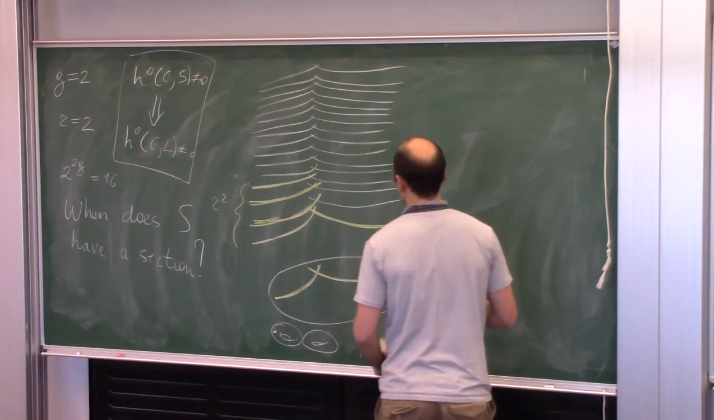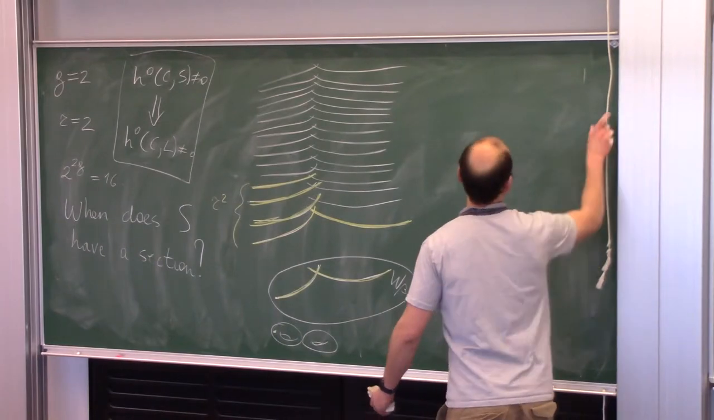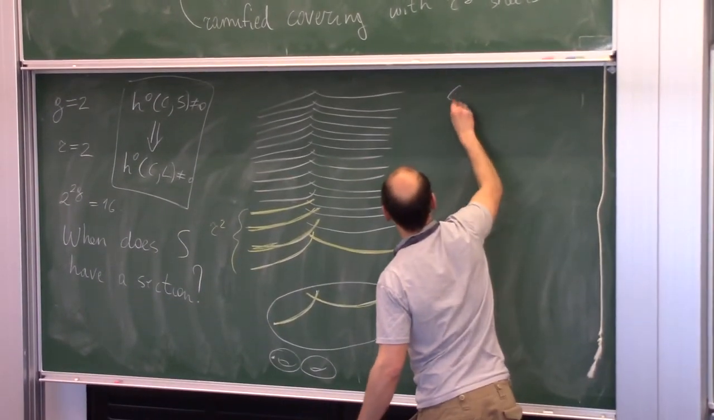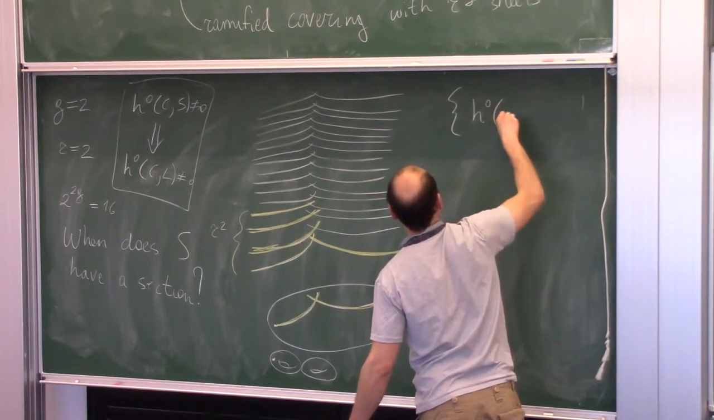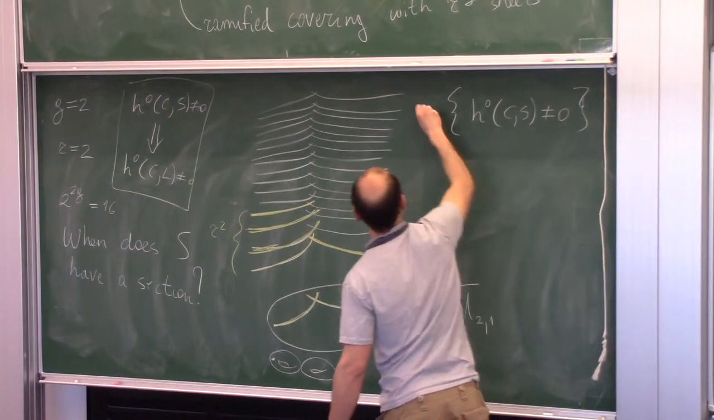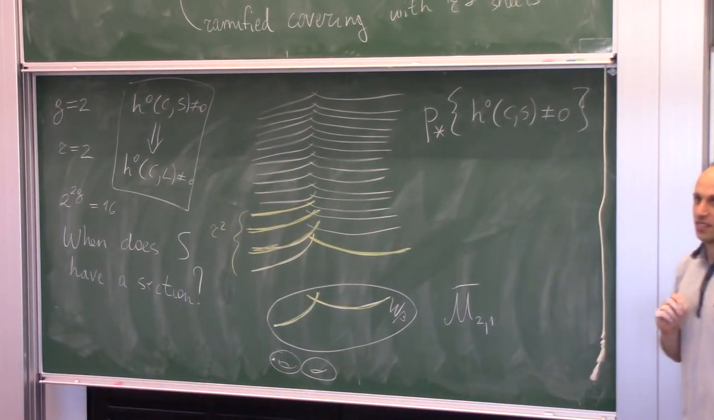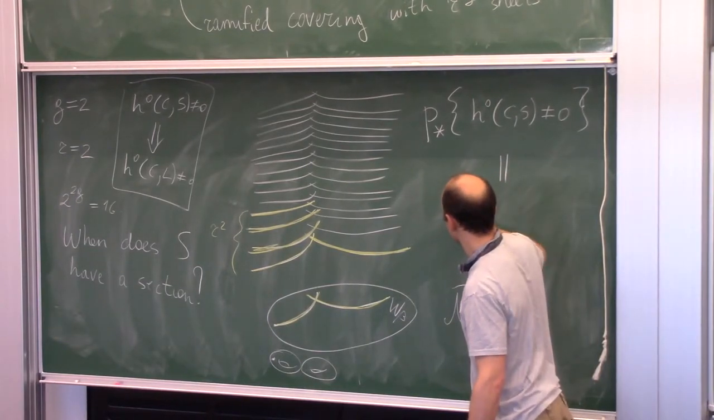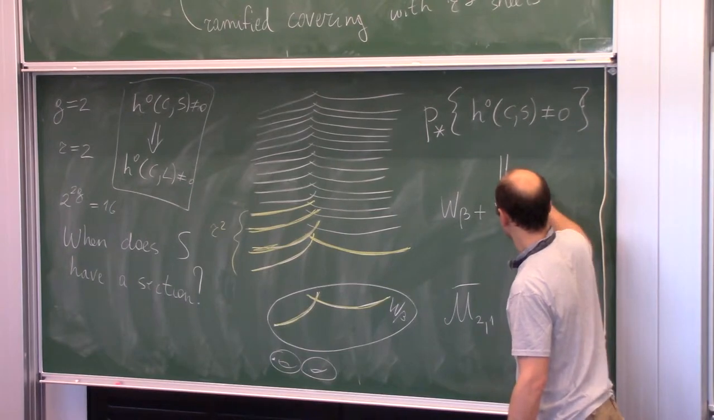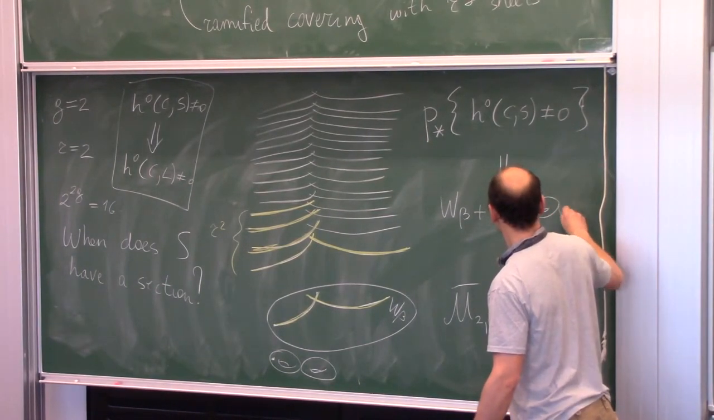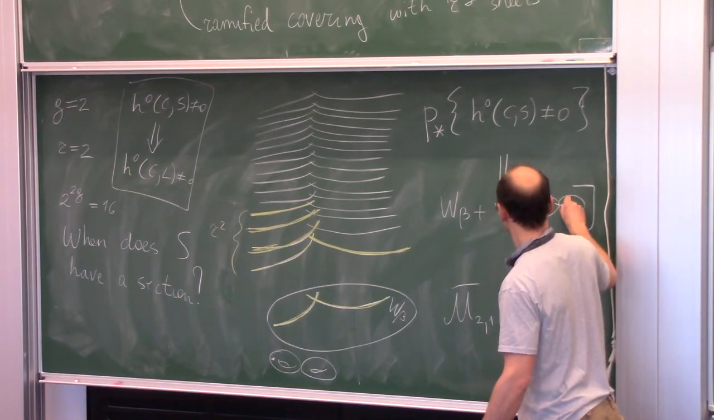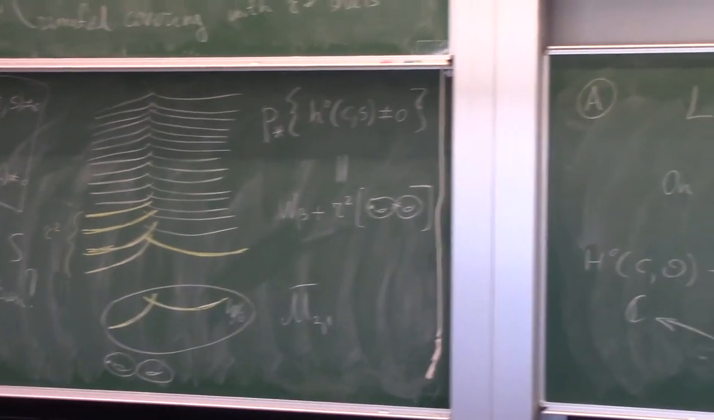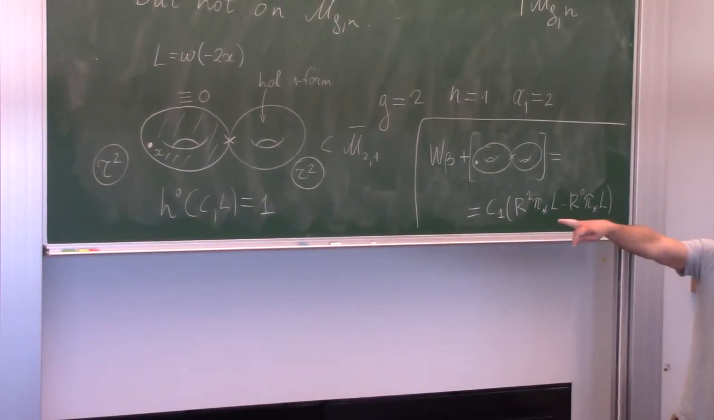So now I should call this ramified covering something, so let's call this P. Let's take the locus where S has a section, H0 of S is non-zero, and take the push forward of this. And now I have a new equality. This is equal to the Weierstrass locus plus r squared times the elliptic locus. So you can compare, at least if you sit far away, this equality to the other equality.